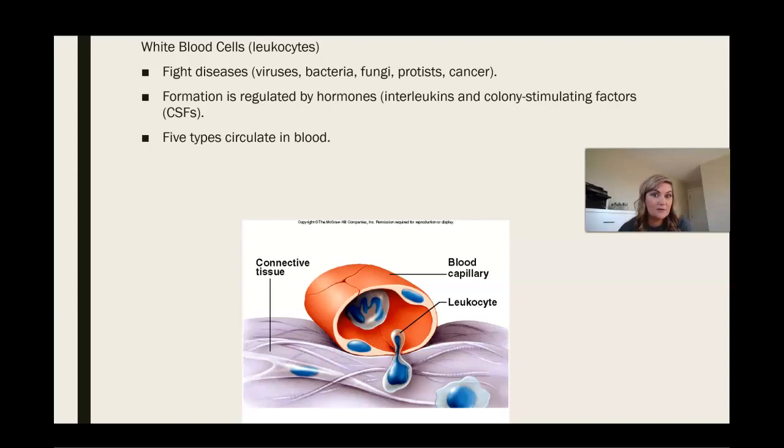What you see here is going to be the white blood cell or leukocyte that's going to be able to actually maneuver its shape and fit its way through the holes that are found in these capillaries in order to go into the tissues and search out whatever it's looking for, whether it be a bacteria or some type of protist or maybe a virus.